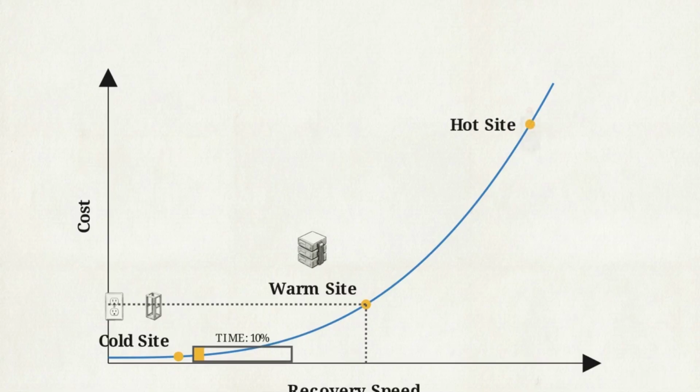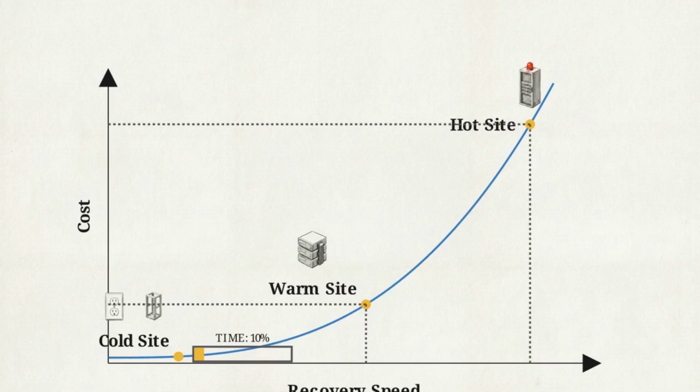Finally, in the top right quadrant, we have the hot site. This is a fully operational duplicate environment, receiving real-time data replication and ready for immediate failover. A hot site provides the fastest possible recovery. However, the cost of maintaining a second, constantly running data center is massive. It is viable only for critical systems, where even a few hours of downtime would bankrupt the organization.